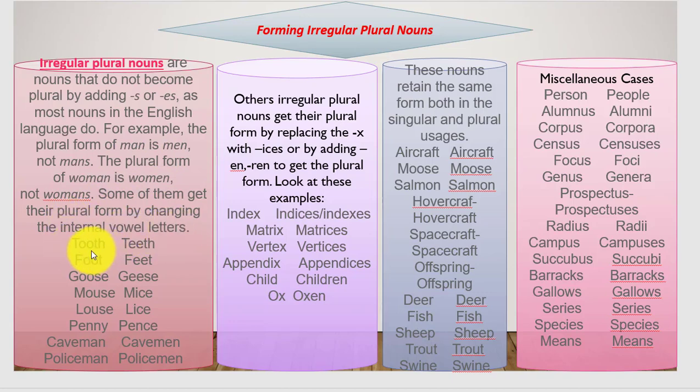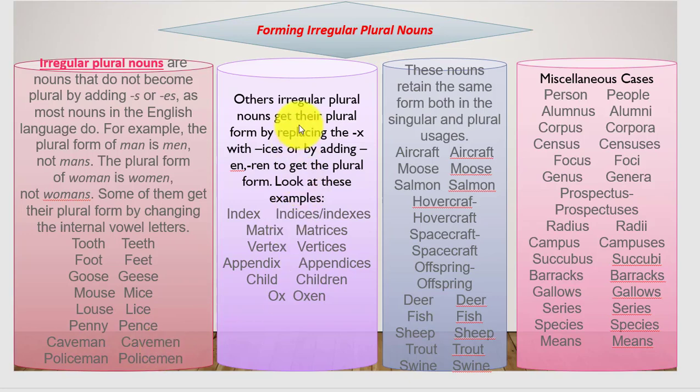For example, we say tooth, and we get the plural by changing the internal vowels into double E: teeth. Foot, feet. Goose, geese. Mouse, mice. Louse, lice. Penny, pence. Caveman, cavemen. Policeman, policemen. These two are compound nouns. So you learned about them here as well, that we get their plural by changing the internal vowel.